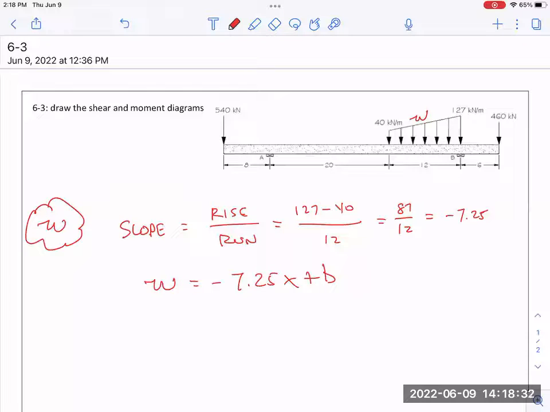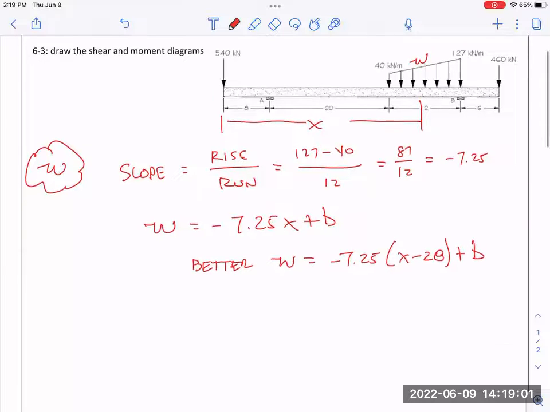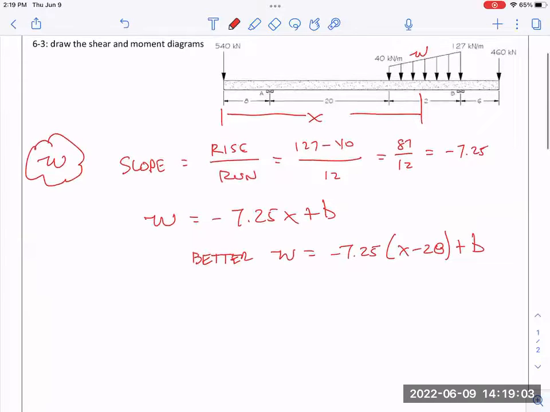Except that if we're going to call x the distance from here to wherever we happen to be landing, x is really x minus 28 because I've got a 20 and an 8 there. Do you agree with that? So I'll say, better, w equals negative 7.25 times (x minus 28) plus b. Now, how am I supposed to figure out the plus b?